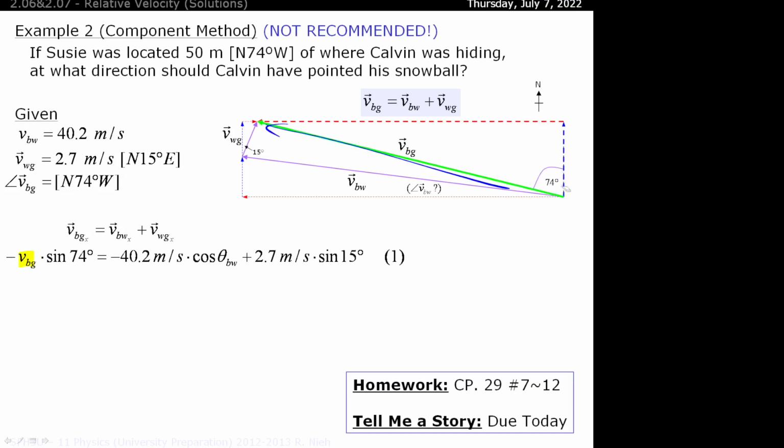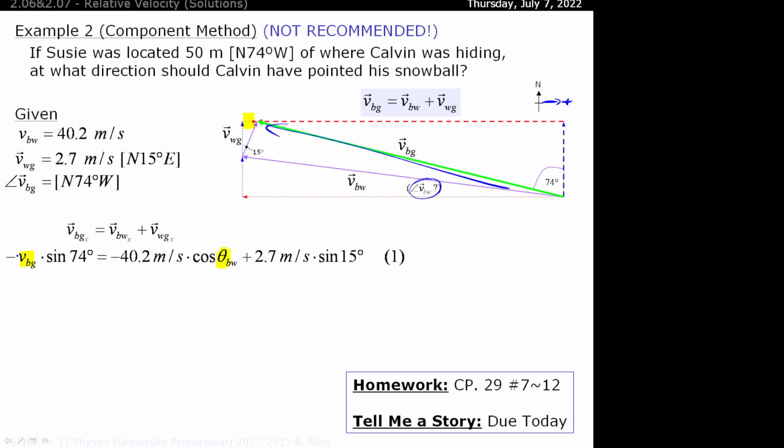If we assume that towards the east is positive, then the components of VBW need to be negative. We don't know the angle yet, so that's why we have another variable in the equation. The only thing we know completely is this red vector up here. That's equal to the magnitude times the opposite of the angle, so the sine of 15. So here's our first formula, if you do it super carefully.